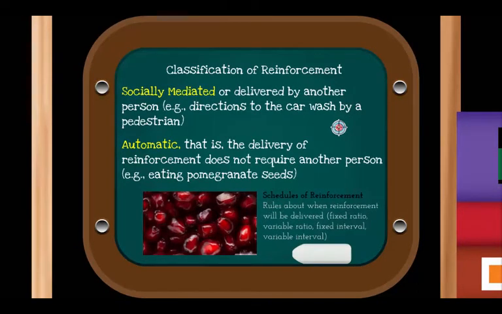Now, with respect to the classification of reinforcement, there are two other distinctions that I want to make. The first classification is what's referred to as socially mediated reinforcement. That is reinforcement that has to be delivered by another person. It's mediated by another person. It's arranged and organized by another person.